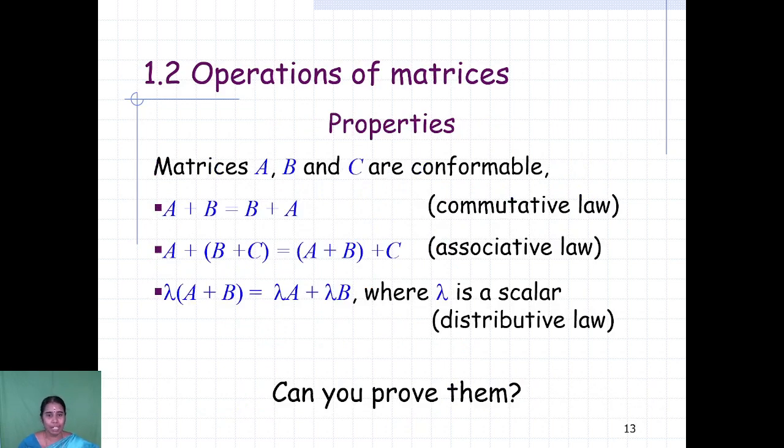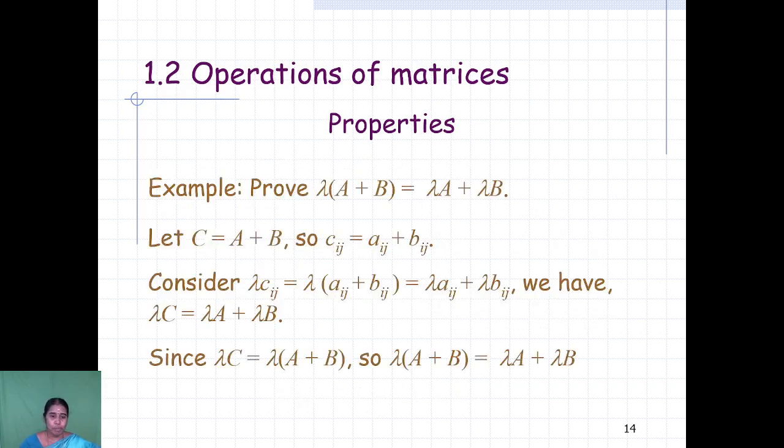Next, the properties of matrices. Let matrices A, B and C be comfortable. It means A, B and C have the same order, the number of rows and number of columns of matrices A, B and C are equal. Then, first, the commutative law: A plus B is equal to B plus A. Next, the associative law: A plus B plus C is equal to A plus B plus C. Next, the distributive law: lambda times A plus B is equal to lambda A plus lambda B, where lambda is a scalar. Next, an example: prove that lambda of A plus B is equal to lambda A plus lambda B.